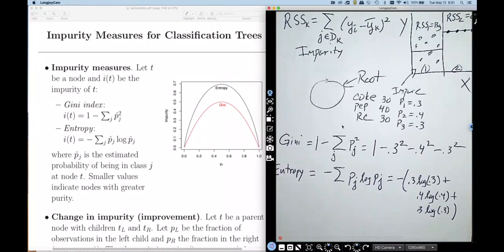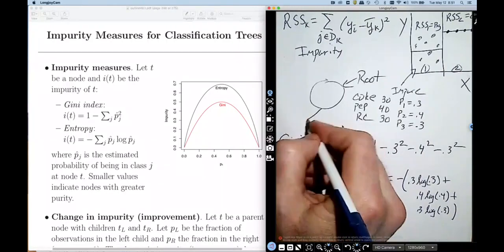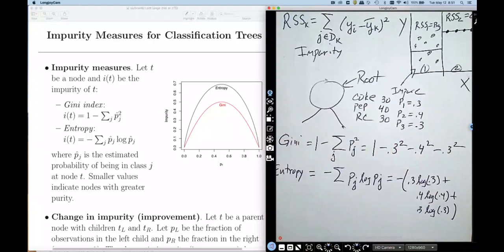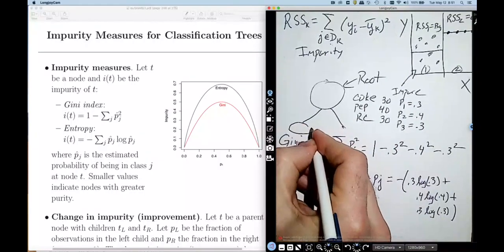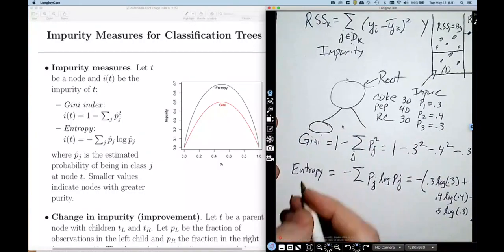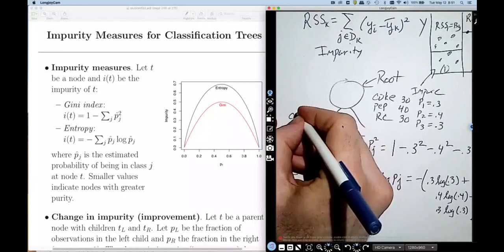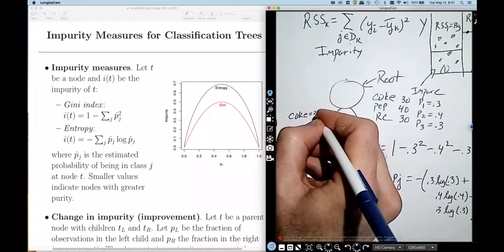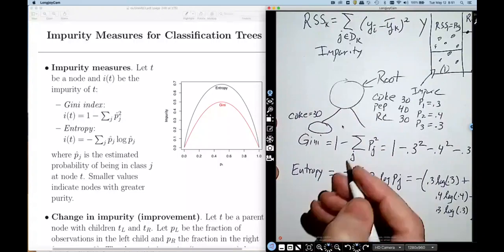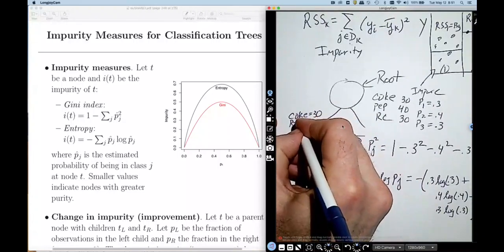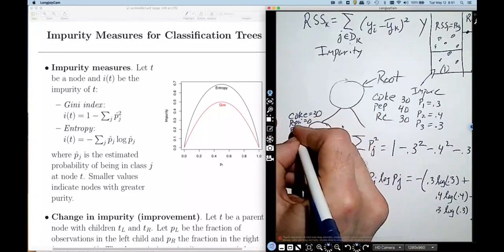Now, let's say I could introduce a split. And in this split, I had a situation where the left child had Coke equal to 30, Pepsi equal to 0, and RC equal to 0.